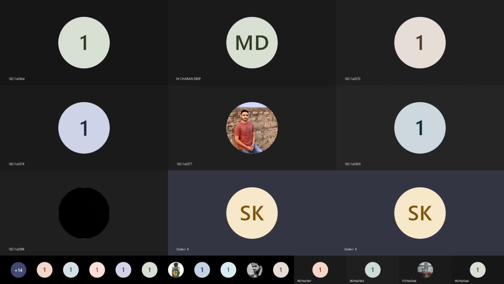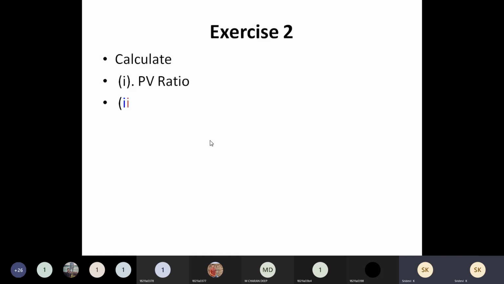For calculating the PV ratio, break-even point, and as well as margin of safety, how to calculate this? So let us take an example and do this. Apply the formulas which we have seen in the previous formulas list. Okay. So this is the simple problem for which you have to calculate PV ratio, break-even point, and margin of safety.